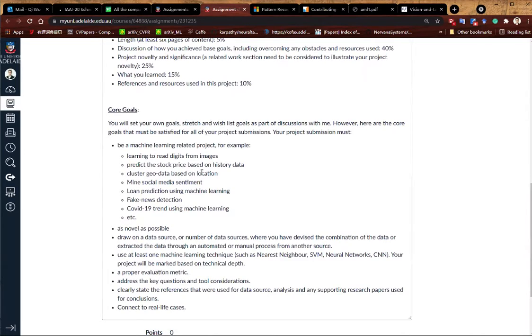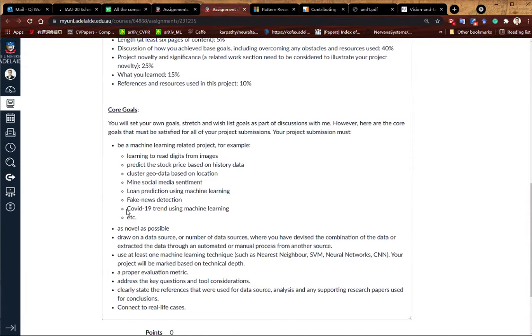So here I gave you some examples of machine learning related projects, for example, learning to read digits from images, predict stock price based on history data, cluster geo data based on location, mine social media sentiment. Well, these are not novel, okay? These are just some projects, so you have a general idea about what kind of machine learning project we are expecting. That doesn't mean these are ideal projects, because they are not novel. They are projects from previous years.